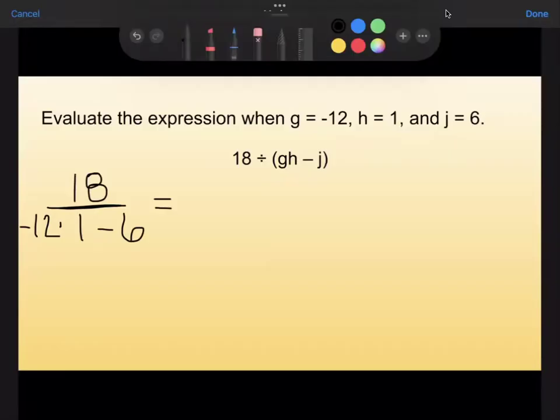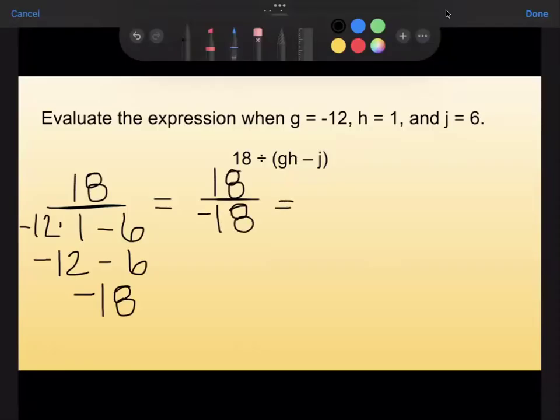So on the bottom, I'm going to go ahead and use order of operations to figure out what all those expressions on the bottom are equal to, which means I would be doing the multiplication first. -12 times 1 is -12. And then I still have to subtract 6. When I do that, -12 minus 6 is equal to -18. So I'm going to rewrite this as 18 over -18. So when I take 18 and divide it by -18, I should end up with -1. So after this has been evaluated, the answer should be -1.